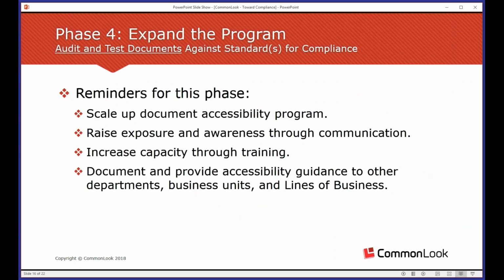In Phase 4, you're continuing to ramp up your accessibility efforts, knowledge, and expertise. Maybe if you decided to outsource your testing and remediation before, you'll look into bringing it in-house during this phase. You'll also want to check in with other departments and make sure that accessibility is making its way through the organization and that there's a consistent, cohesive approach.